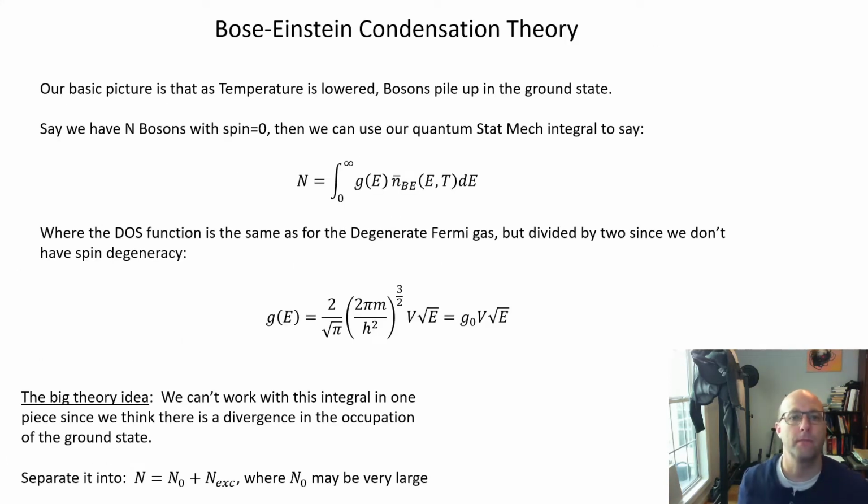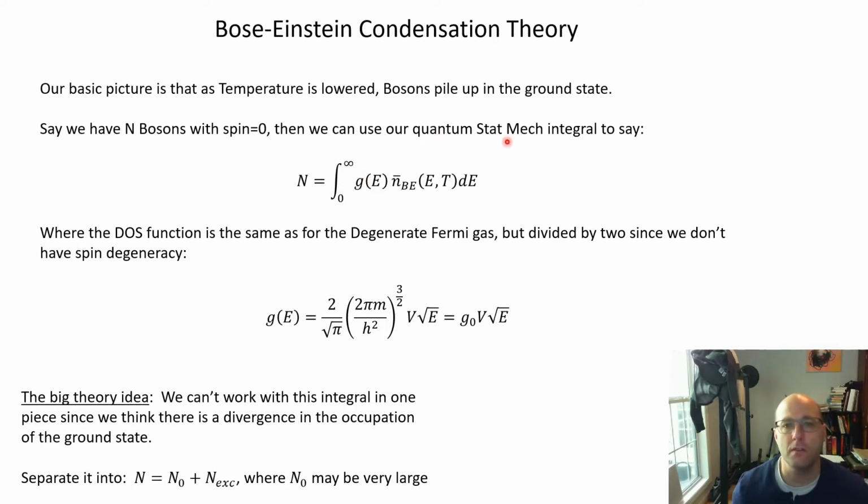All right. So now let's go on to actually think about the supposed phase transition of Bose-Einstein condensation. So the basic idea is that as temperature lowers, we do get this pileup of bosons in the ground state. And so let's say we have N bosons, and let's say they have 0 spin. I mean, if they had any other integer spin, you would just get factors of 2s plus 1 degeneracy under this integral.